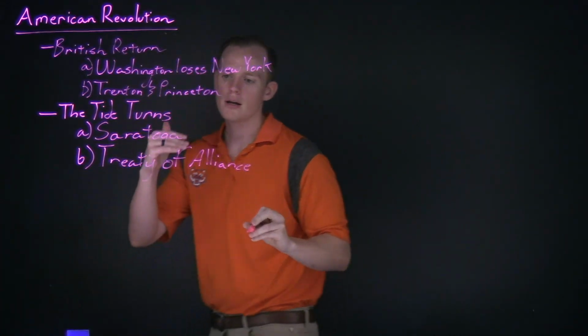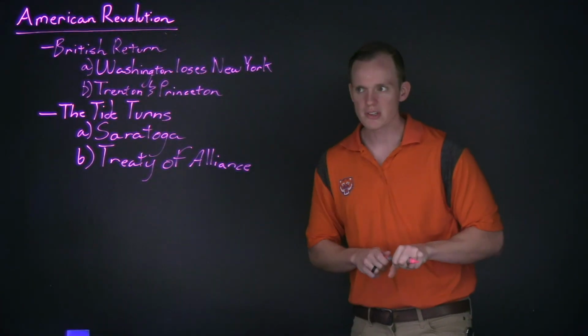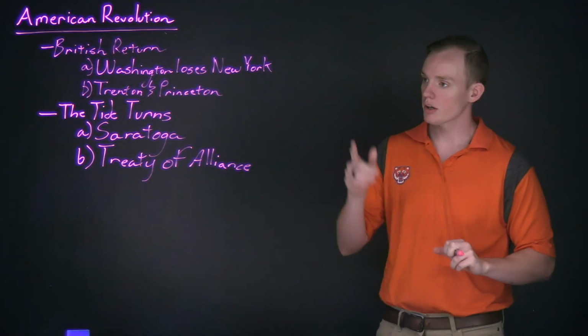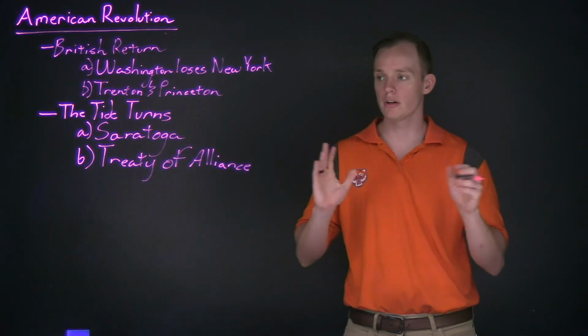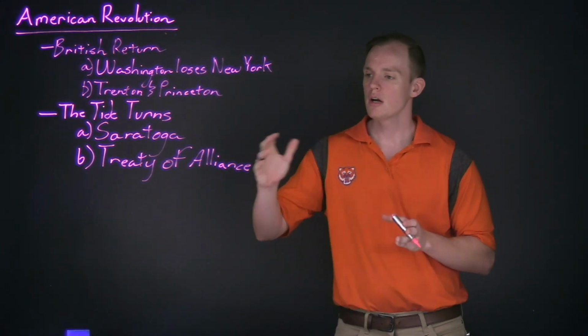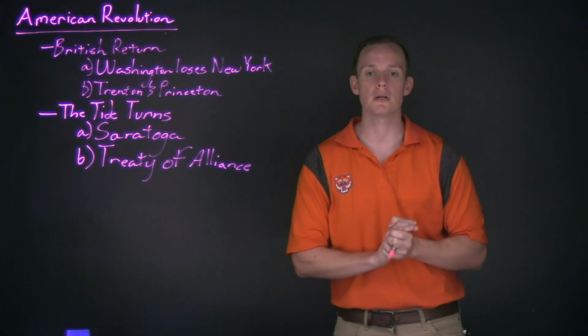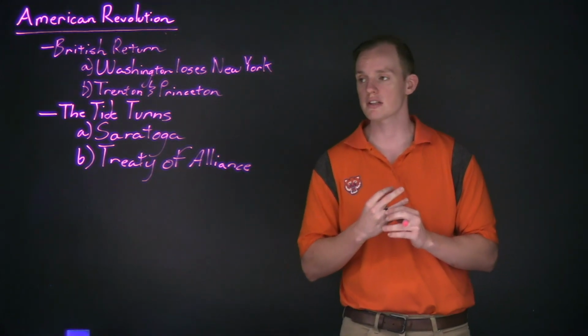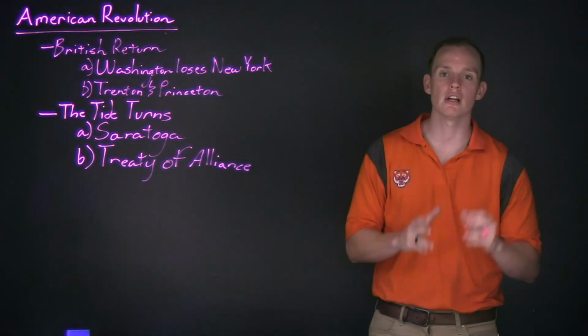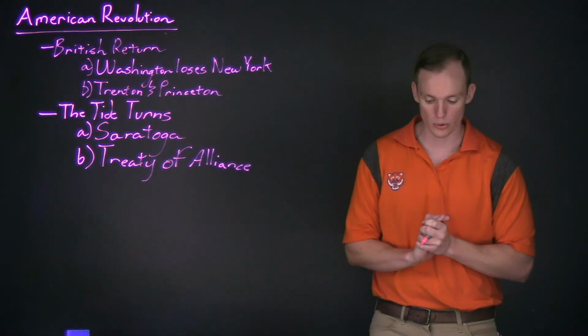And in February of 1778, after hearing the word of the American victory at the Battle of Saratoga, the French would open up negotiations with Benjamin Franklin, who was the ambassador to France at the time, and they would agree to a treaty of alliance to where France would effectively enter the war.